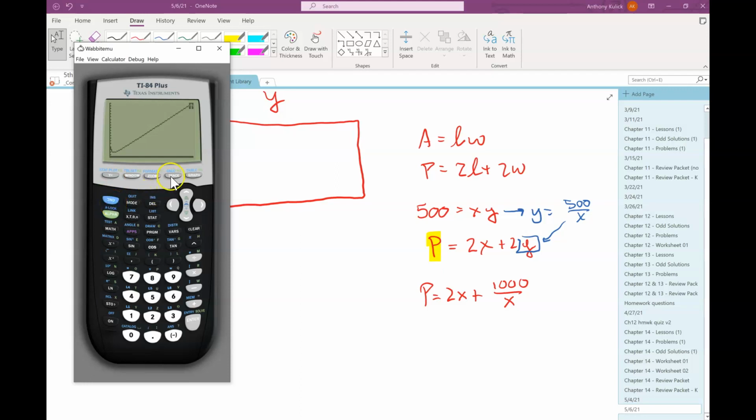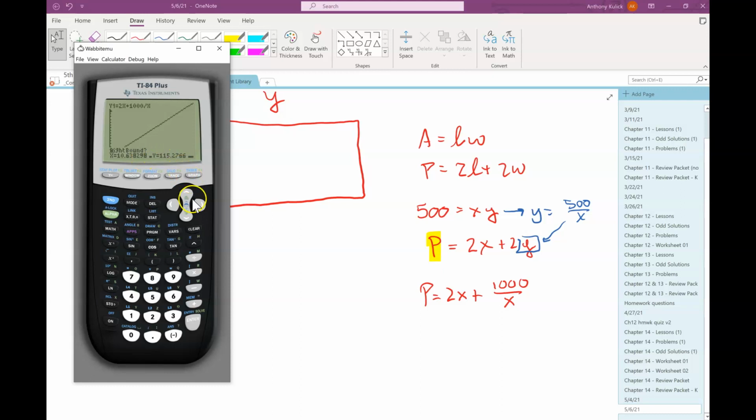To do that, I'm going to press second and trace and use the minimum command. It asks me for a left bound, so I'm going to move my cursor so that it's on the left side of that point. This little question is kind of in the way, so what I'm really doing is looking at the y-coordinate. As I move left, it should be decreasing till it gets to the minimum, and then it'll change to increasing. When it starts getting bigger again, I know that I'm now on the left-hand side of that point. So I'm just going to keep snaking around here. It started getting bigger, so I'm going to hit enter for my left bound.